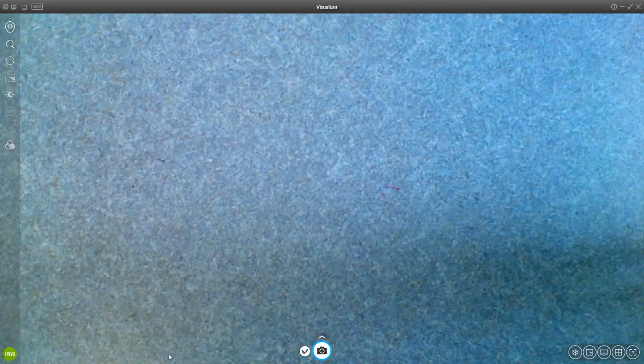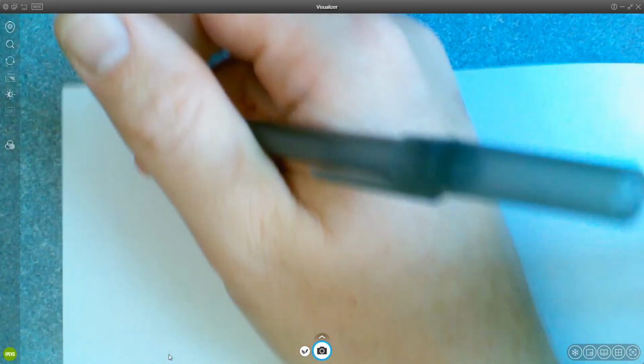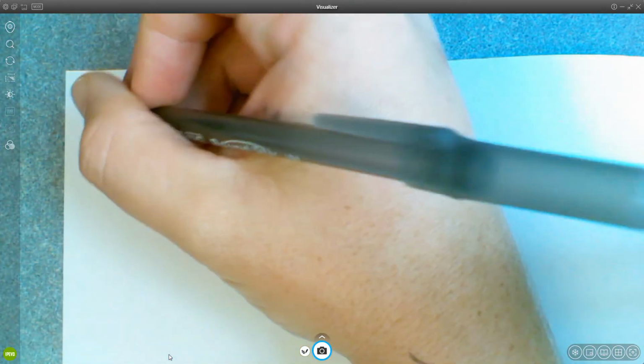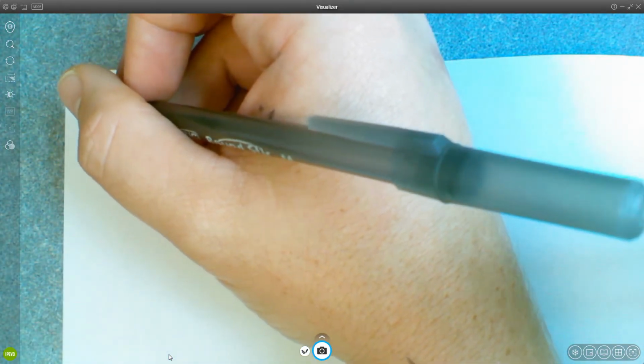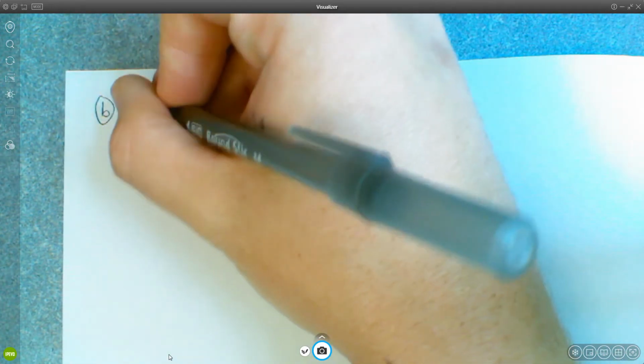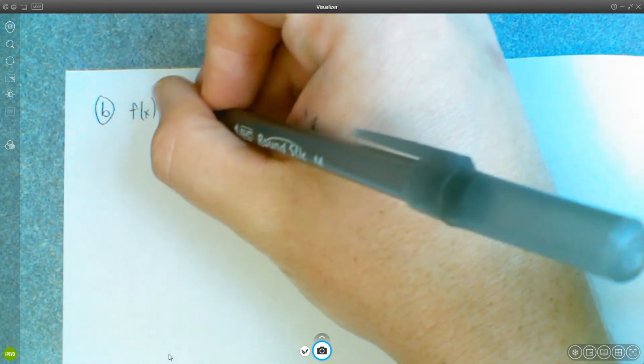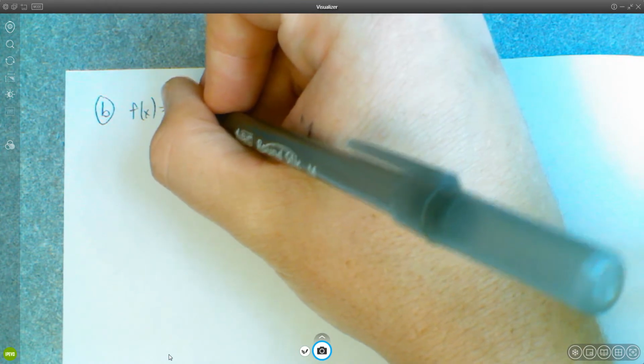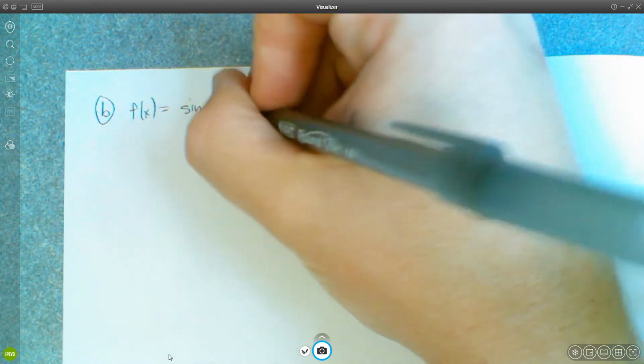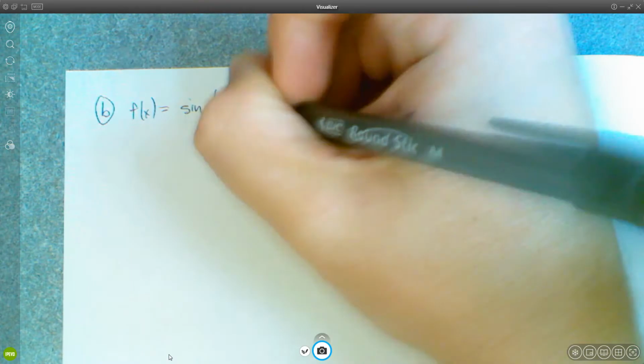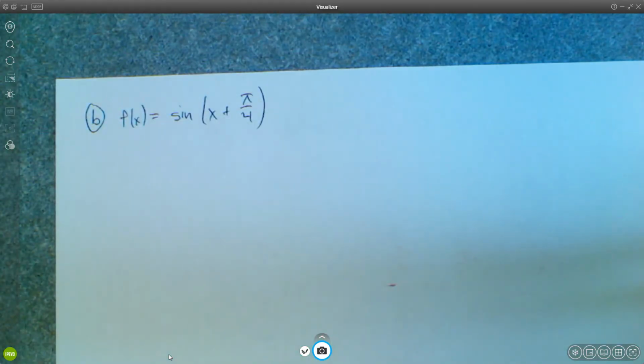Let's do another. Let's do f of x equals sine of x plus pi over 4. Go ahead and give the video a pause and try this one out. See if you can do it on your own.